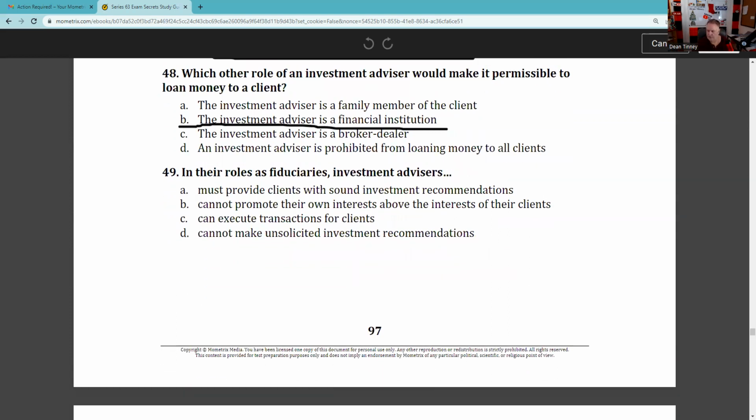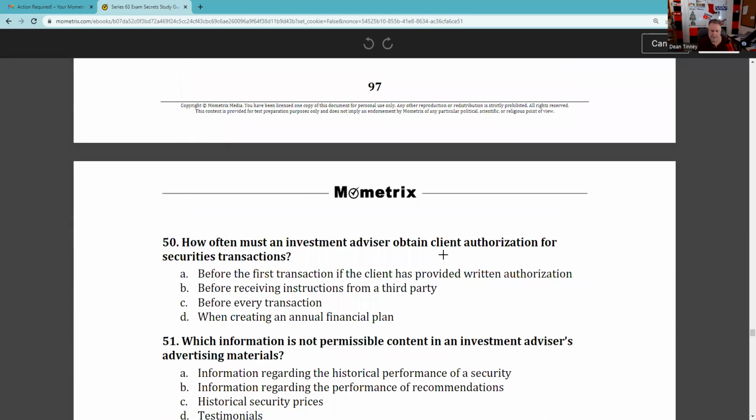And their roles as fiduciaries, must provide clients with sound. No, that's an agent of a broker dealer, and agents of broker dealers are not fiduciaries. Investment advisors are. And the whole point of being a fiduciary, I like this question, is you're supposed to be making decisions that are in that third party's best interest, not your own, right? So that's what this is saying. You can't promote your own interests as a fiduciary above the interest of your clients. You've got to make decisions that are in their best interest.